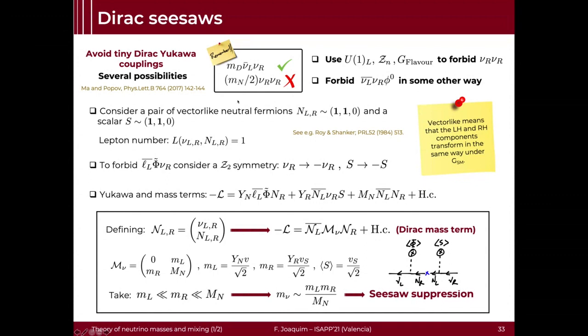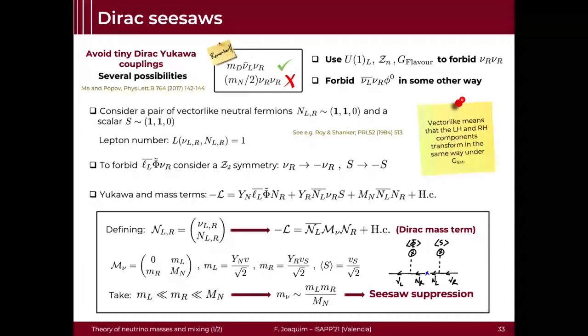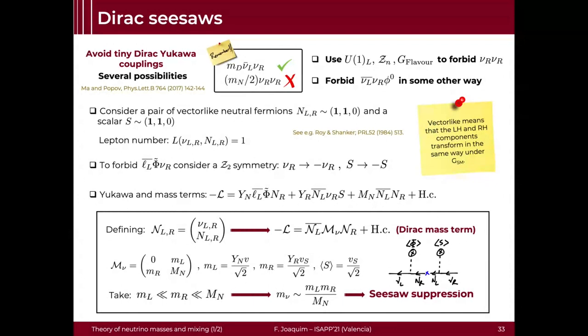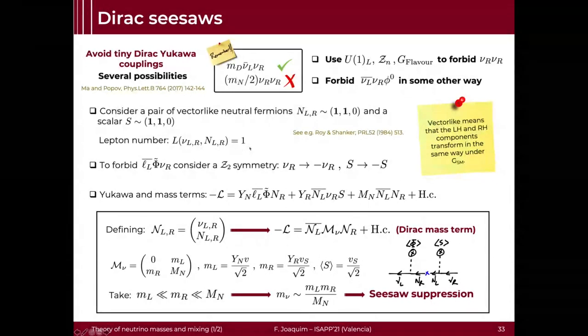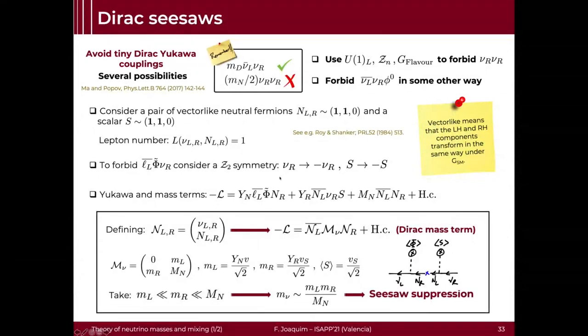And I'm giving here one example, which is an extension of the standard model with a pair of vector-like neutral fermions. Vector-like means that the left-handed and right-handed components transform in the same way under the standard model gauge group. Nu L and L have lepton number 1. So to forbid the coupling of the doublets with nu R and the Higgs, I consider that nu R and S are odd under a Z2 symmetry.